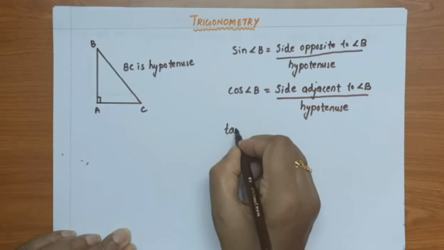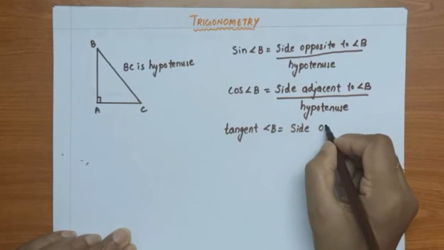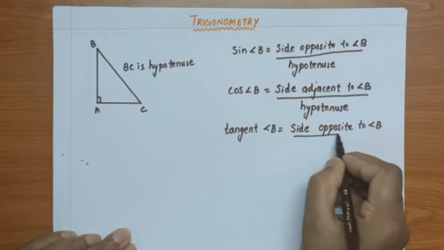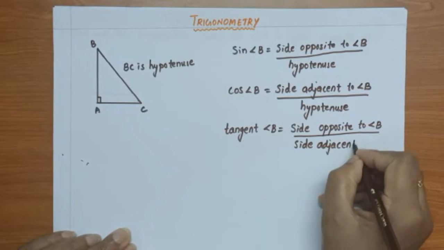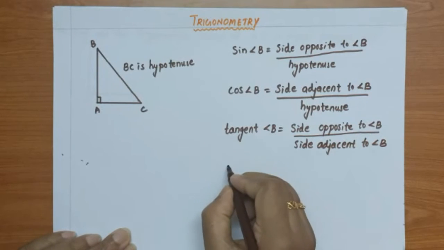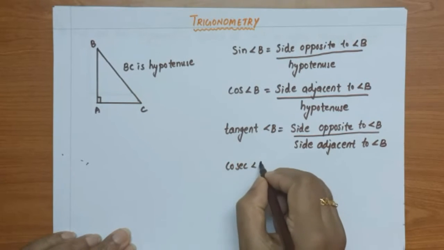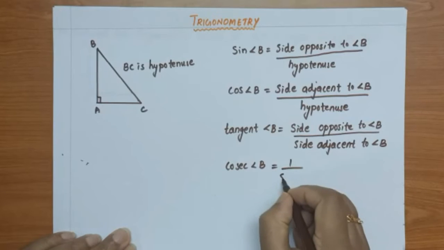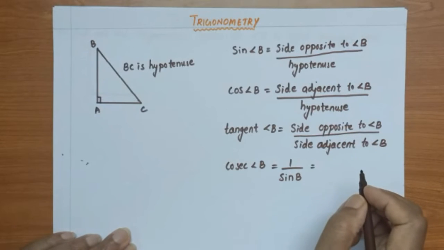Then tangent of angle B equal to side opposite to angle B divided by side adjacent to angle B. Then the next ratio is cosec of angle B, which is the opposite of sine of angle B, that means 1 by sine B, that is hypotenuse divided by opposite side of angle B.